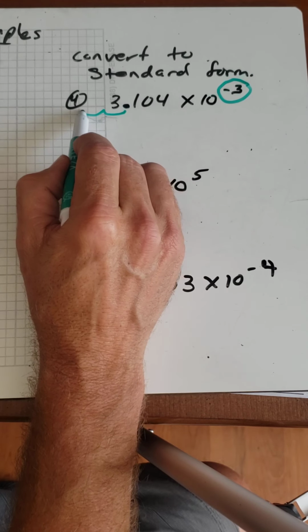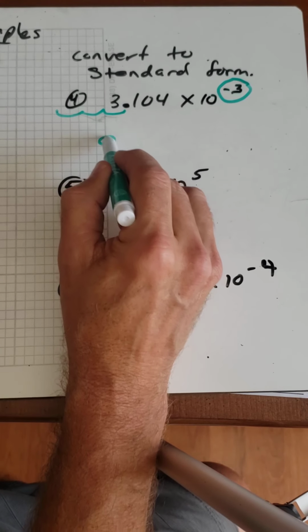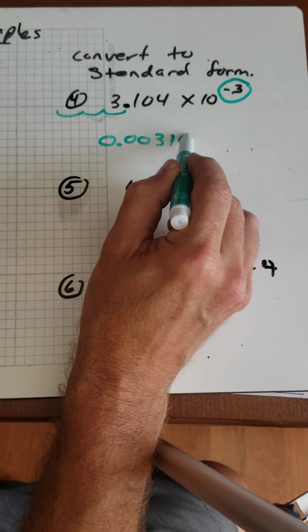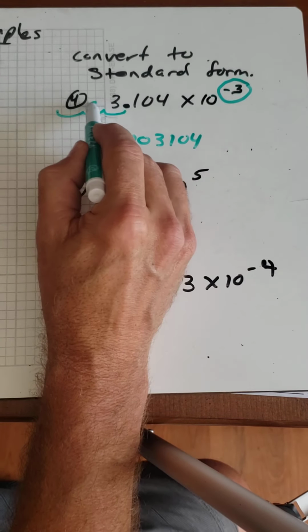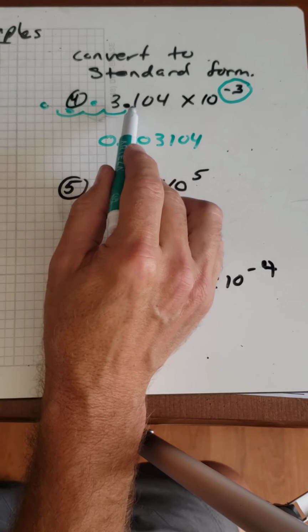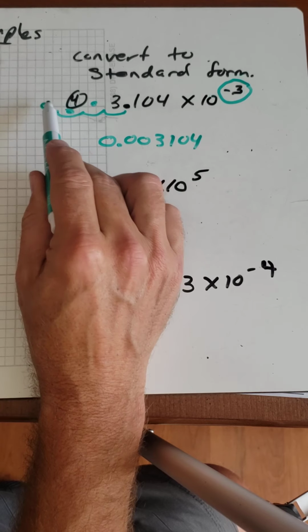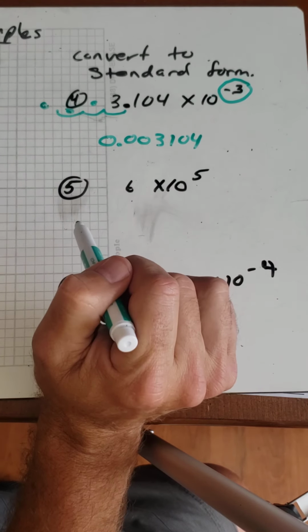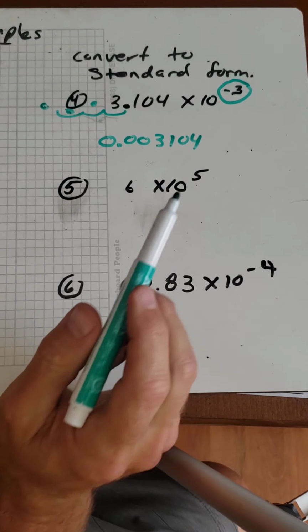So I'm going to move it 1, 2, 3. So it's going to be 0.003104. And there you go. That's my number. Okay, so there's my final answer right there. I move it this direction 3 times, and I put a 0 in for each of those spots. So 0.003.